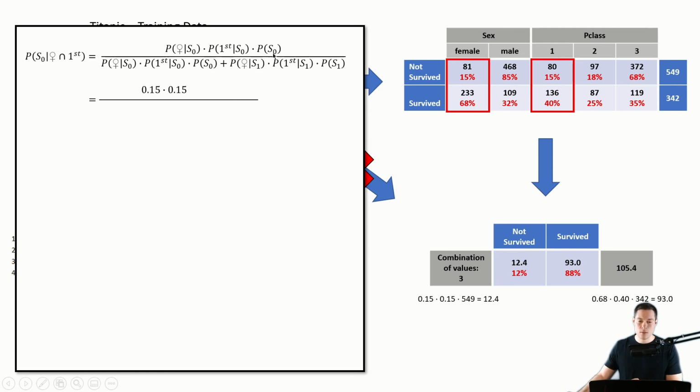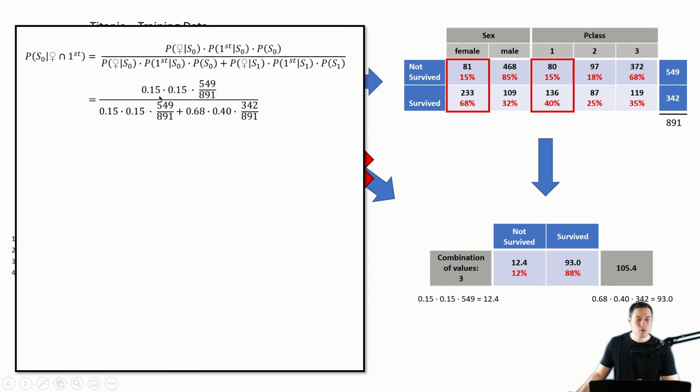And then lastly, we want the probability that the passenger did not survive. So that's simply the number of non-survivors divided by the total number of passengers. And this probability we actually write down as a fraction. Then in the denominator, these expressions are the same, so we can simply copy those values. And then these expressions are the probabilities for the survivors. So then we multiply the 68% with 40% with this 342 divided by 891.